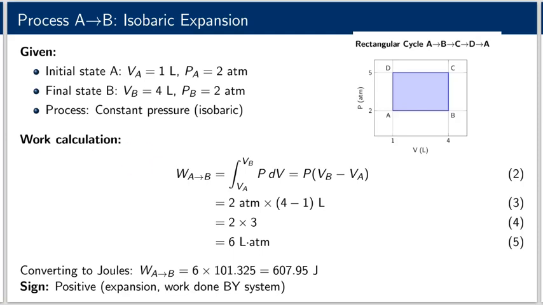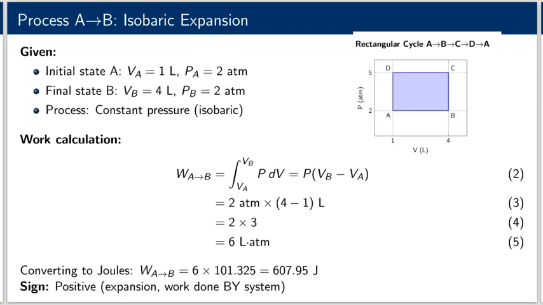Let's start with process A to B. This is an isobaric expansion where pressure remains constant at 2 atmosphere while volume increases from 1 liter to 4 liter. So for constant pressure, work equals P times delta V. That's 2 atmosphere times 3 liter, meaning 2 atmosphere multiplied with 4 minus 1, that is the volume change. That means 3 liters, giving us 6 liter atmosphere.